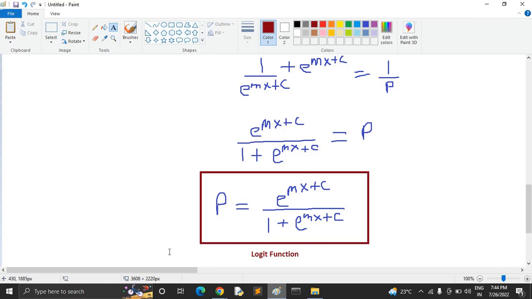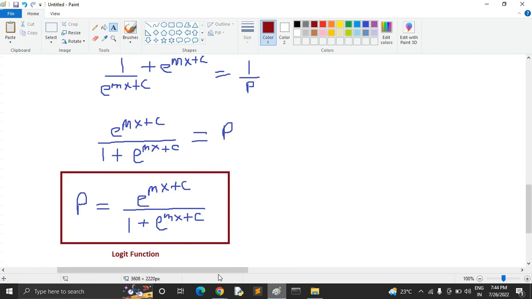Similar to this, we have one more function which is called the sigmoid function. If you derive ahead, I'm not going to derive that. If you just keep on deriving it ahead, you will be getting the equation like p is equals to 1 upon 1 plus e to the power minus mx plus c, and this equation is known as sigmoid function.